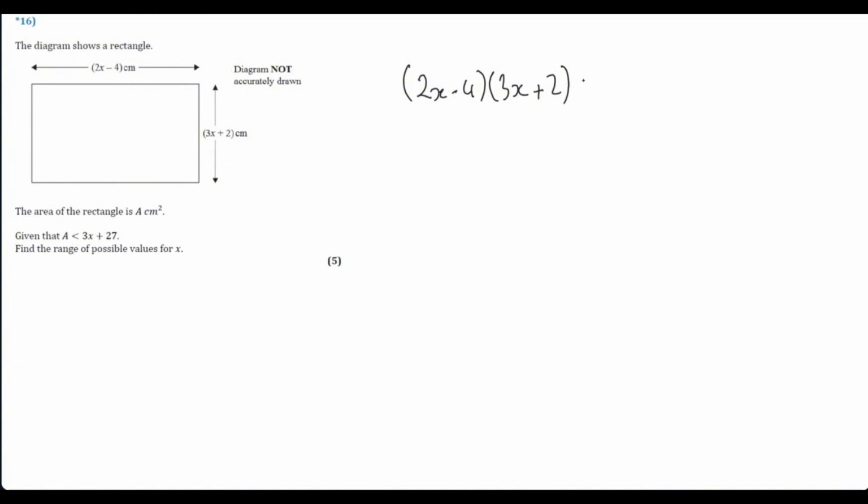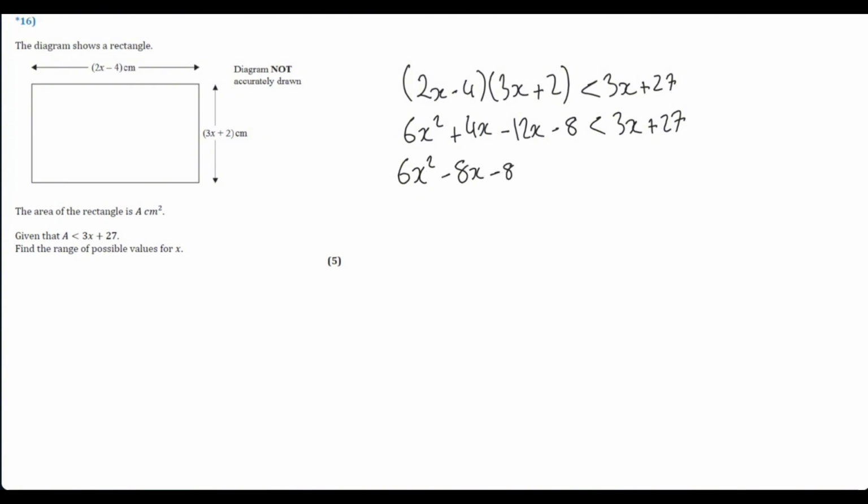And what this is saying is this is equal to the area, but it's also less than 3x plus 27. Okay, so I just want to expand the left-hand side. That's going to be 6x squared plus 4x minus 12x minus 8 is less than 3x plus 27. Okay, that's 6x squared, and that's going to be minus 8x minus 8. I'll just leave it like this for now.